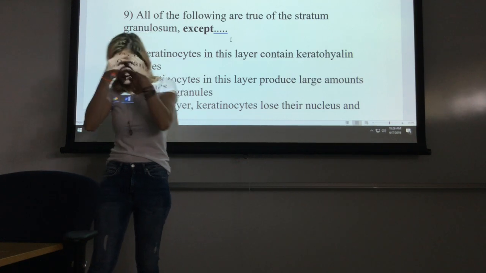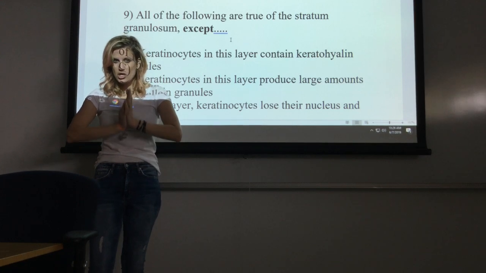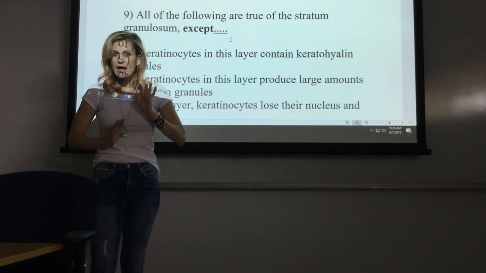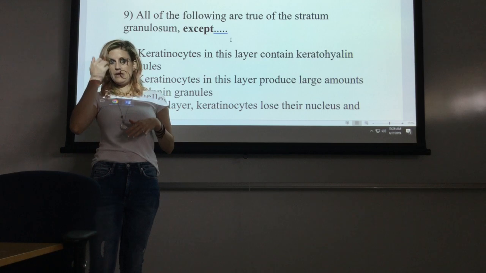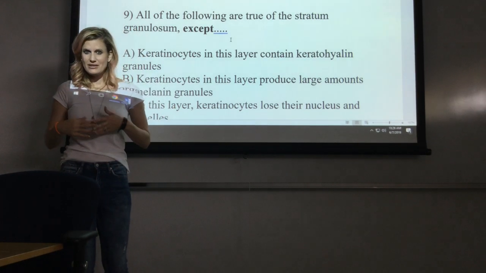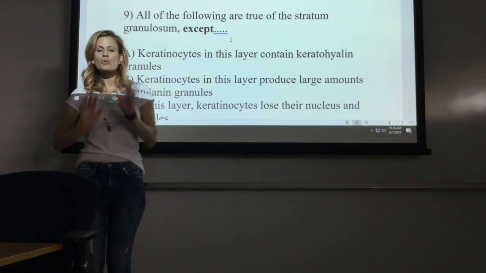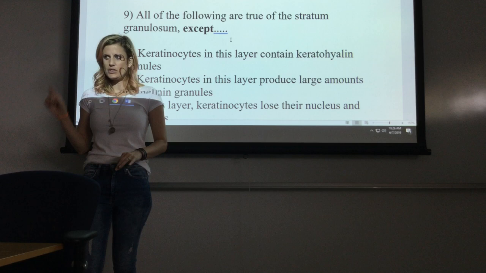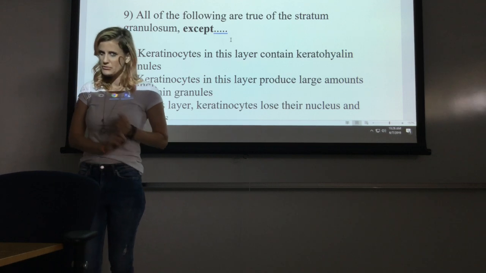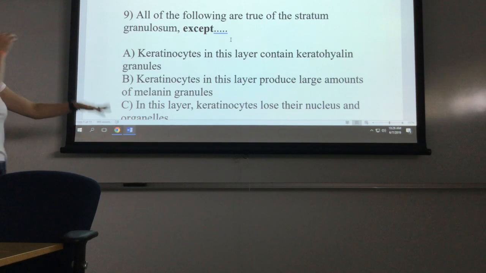Remember that that's the layer where the cells really start to change. They're not going to divide anymore. They start to make keratohyalin and a bunch of keratin. The cells dry out, they die. So this is where we really start to see a difference in the cells, in the stratum granulosum. So let's look at our choices. All of the following are true except, so we want to find something that's not true.